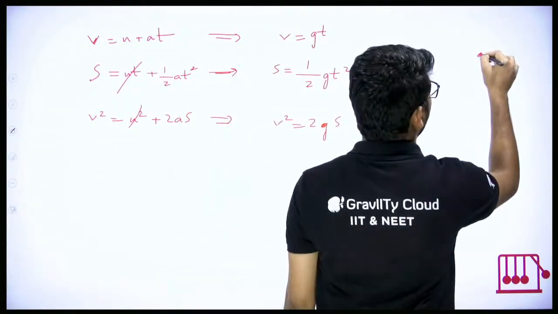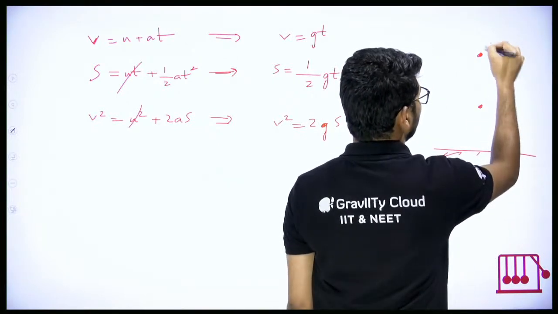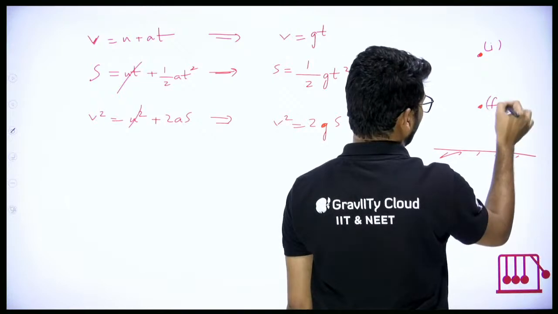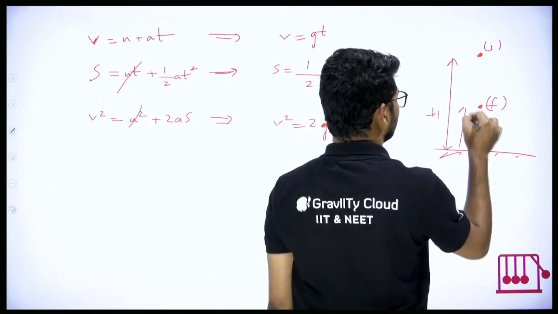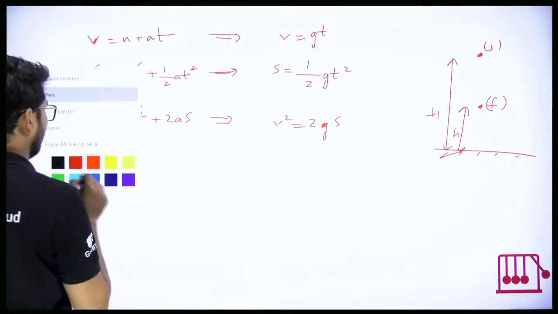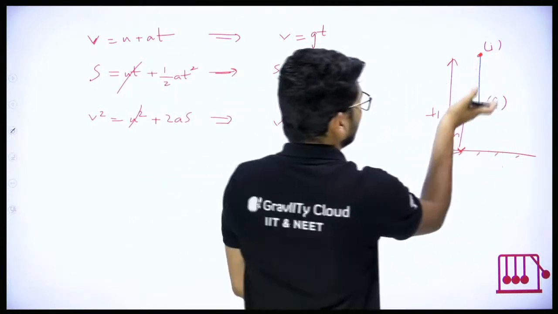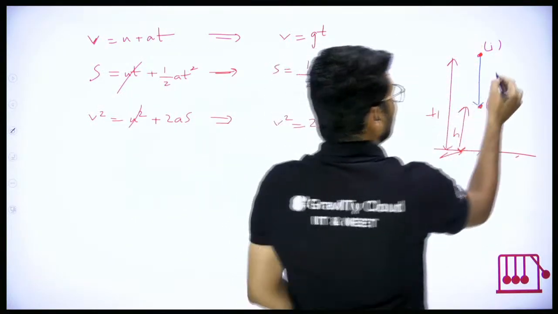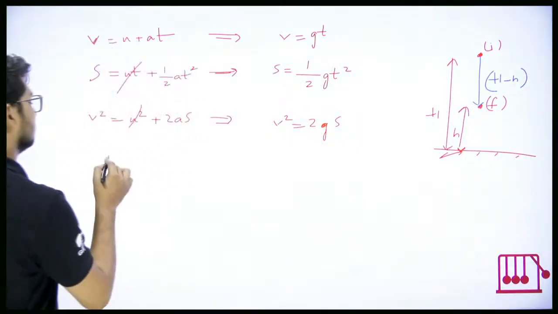How? See, if a body, right, this is the ground. Let's say this is the initial point. This is at time t, or let's say final. The complete height is H. This height is small h. What is displacement going to be? Displacement will be from initial to final. So from I to f, this is displacement. How much is that? Capital H minus small h. And you'll get the answer.